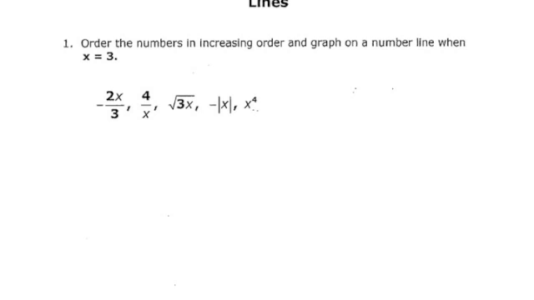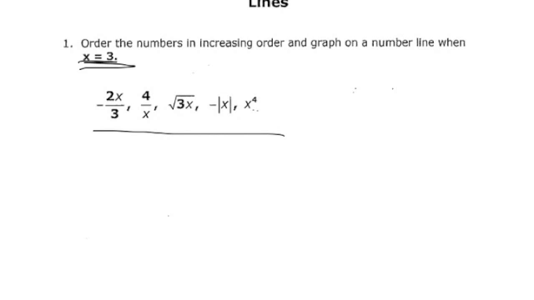Okay, so for example, on number 1 it says order the numbers in increasing order and graph on a number line when x equals 3. That is what your variable equals this time. So every time you see an x in one of these, you're going to put a 3 instead. Okay, so let's go ahead and start.